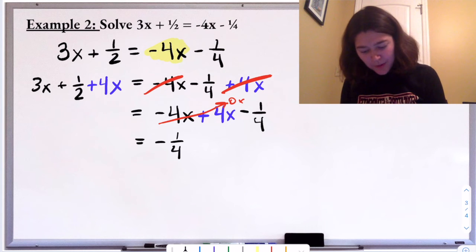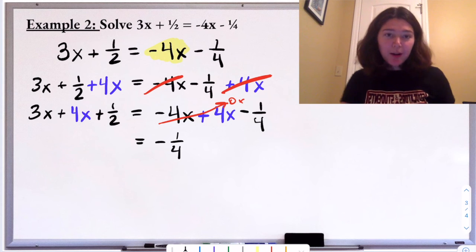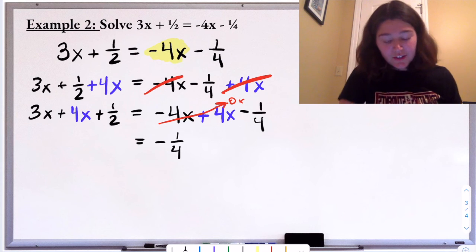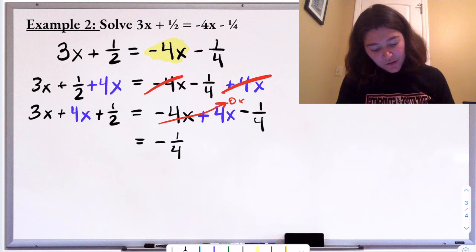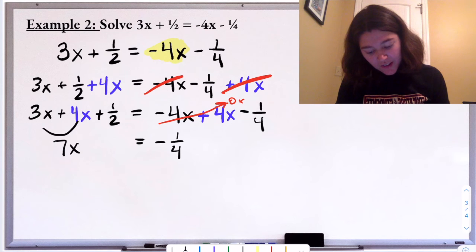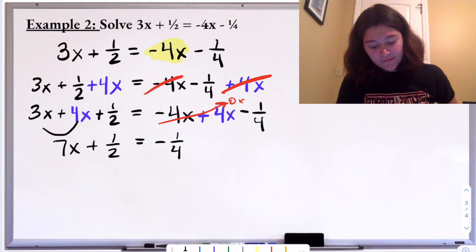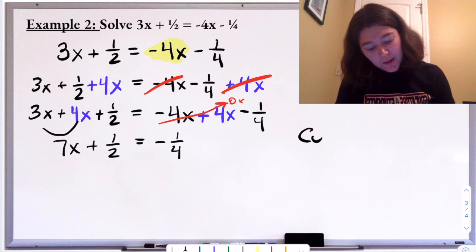So then here, I probably wouldn't write this middle step, but it's great if you want to for a while. 3x plus 4x equals 1/2. The commutative property of addition means I can just switch things around here. 3x plus 4x, I add those together. That is equal to 7x, and then plus 1/2. So now I'm at a basic two-step equation situation.